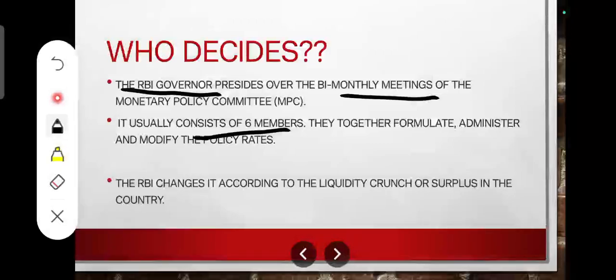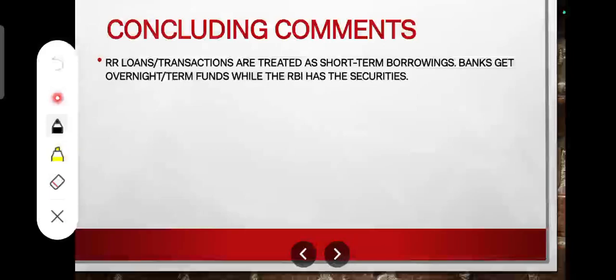So how does the RBI change it? The entire committee changes it according to the liquidity crunch or surplus in the country. Depending upon the economic conditions, these decisions are taken. After going through all this discussion, we can conclude that repo rate loans or transactions are short-term borrowings, because the bank has a need for funds, and again they will be repurchasing very soon. So these are short-term borrowings.